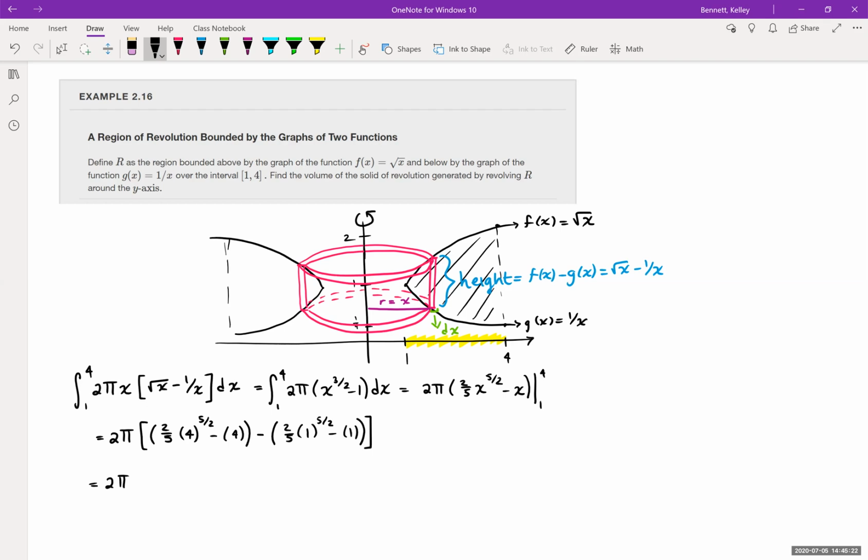Okay, so we said 4 to the 5 halves earlier was 32. So this should be 64 over 5. And I'm going to convert the 4 to 20 over 5. And then I'm subtracting 2/5 minus 1, which is 5/5. So this is going to be negative 3/5. Okay, so 64 minus 20, 44 plus 3, 47, and then times 2. So this should give me 94 pi over 5.